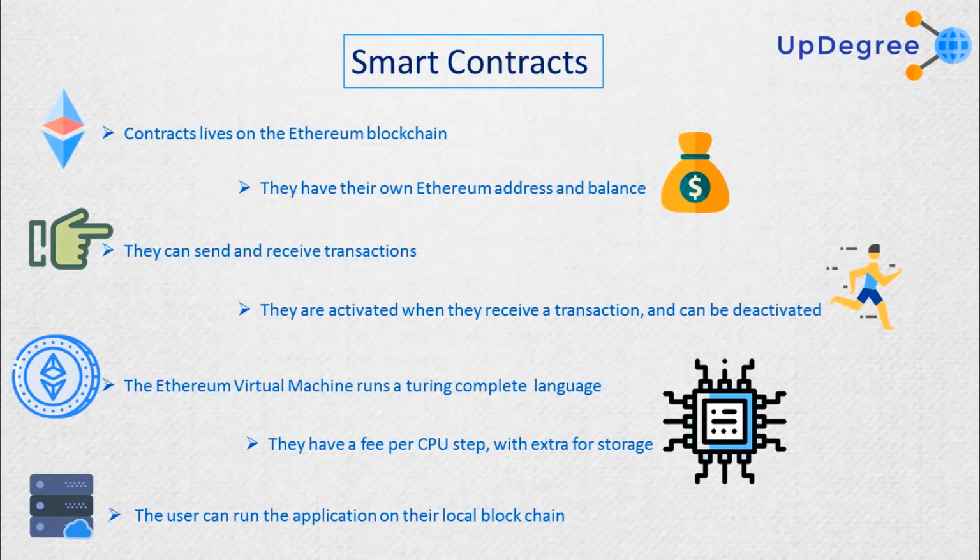So you need to understand contracts live on the Ethereum blockchain. They can send and receive transactions, and they also have a currency. They also have an address and balance. Then it runs on a CPU per step, and there is extra cost for the storage, and they can run this application on their local blockchain.